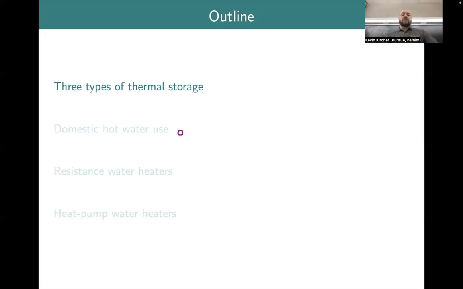We'll talk about what domestic hot water draws look like if you are simulating water heaters. Then we'll talk about some fairly simple rule-based control methods for water heaters that are run by electric resistance, and then for water heaters that are run by heat pumps.